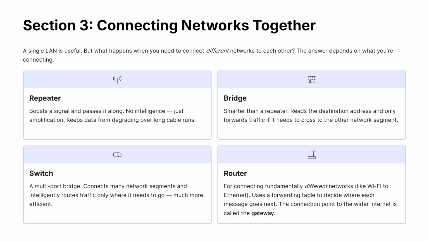But what about connecting networks that are fundamentally different from each other, like a Wi-Fi network and an Ethernet network? For that, you need a router. A router is a special-purpose computer that forwards messages between networks. Every machine in an internet has two addresses: its local address within its own network and its internet address. The router uses a forwarding table to decide where to send each message next. The place where a network connects to the wider internet is called a gateway.